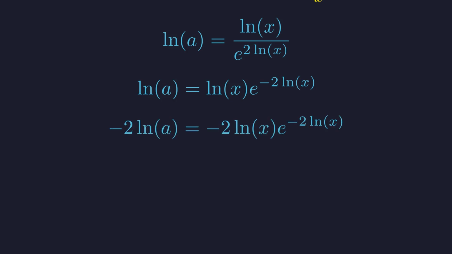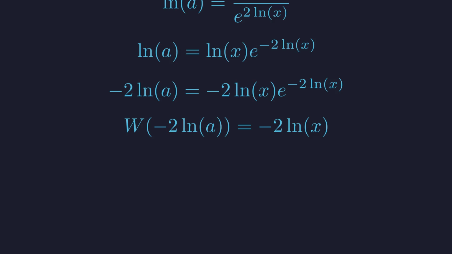We accomplish this by multiplying the entire equation by 2. Now it is in the perfect form. Our y term is negative 2 times the natural logarithm of x. The entire right side now matches the y e to the y pattern. Our z term is negative 2 times the natural logarithm of a.